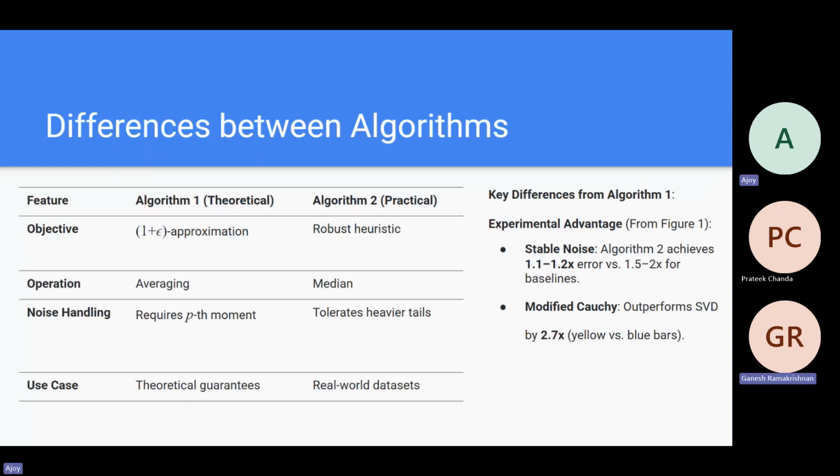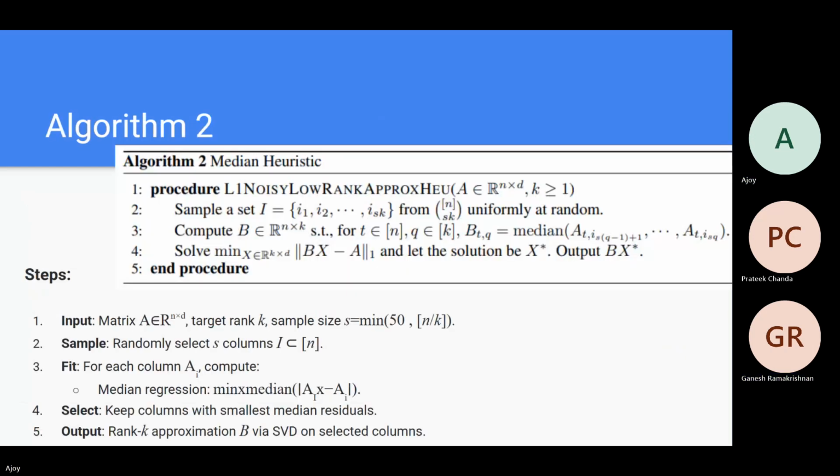Can you just show again algorithm 2? What exactly is algorithm 2 is still not clear. So in algorithm 2, for matrix A, target rank, and so on, it's still randomly selecting S columns. For each column, I compute a median regression. Keep columns with the smallest median residuals. That's the only difference, so step 4 is basically the difference. Columns with the smallest median residuals, where X is, sorry, yeah, it is noisy.